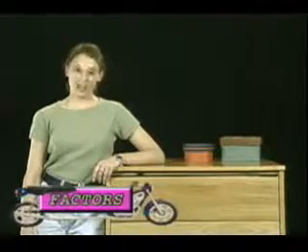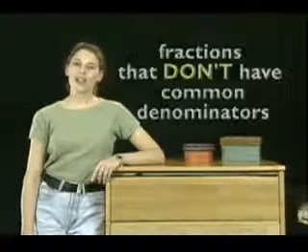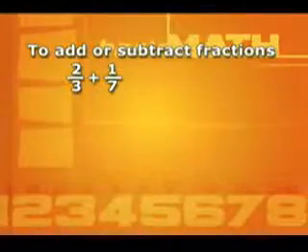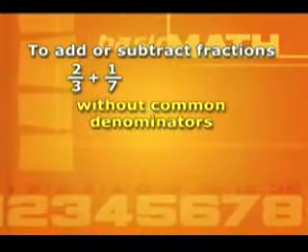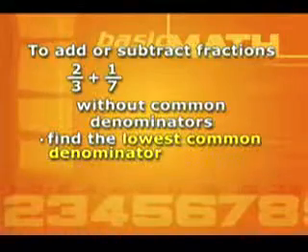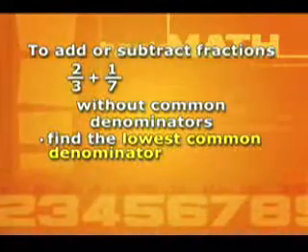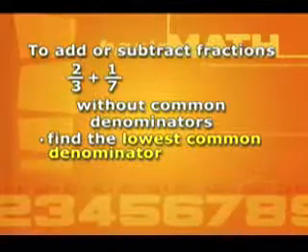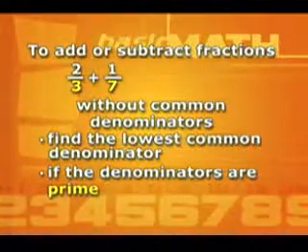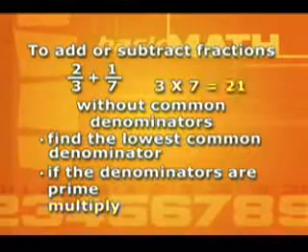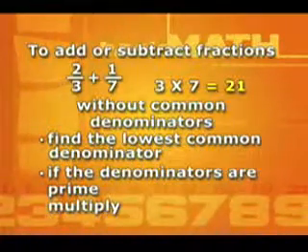Now that you got factors under your belt, we'll look at fractions that don't have common denominators. In order to add or subtract fractions without common denominators, we must find the lowest common denominator for both fractions. We want to make our denominators as low as possible. If the denominators in your problem are prime, then the lowest common denominator is simply the first denominator times the second.